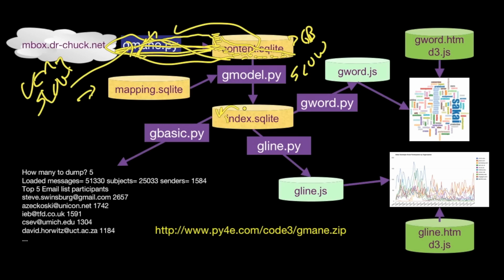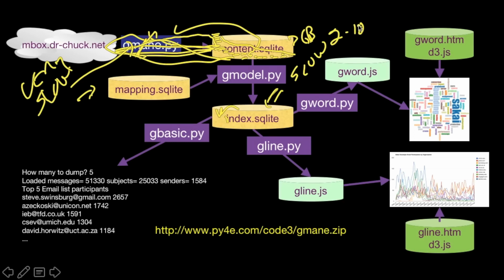And often the cleanup, this is one of those cleanup processes, and you have to tweak the cleanup process. You look at your data and think, oh, the cleanup missed something, so I've got to run it again. So this produces index.sqlite every time it runs. So this is like 2 to 10 minutes. Gmodel is 2 to 10 minutes.